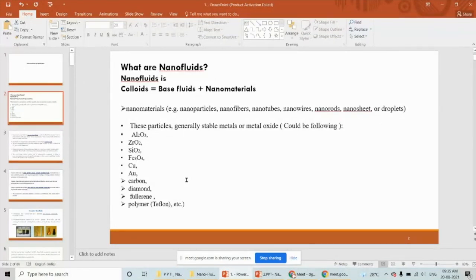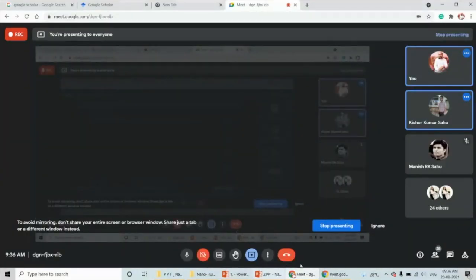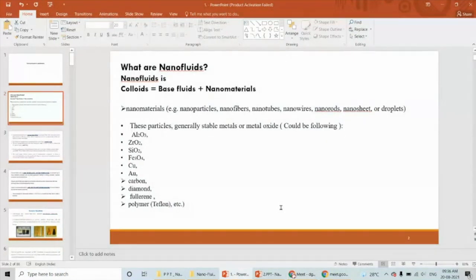Nanofluid is a colloid. It is an addition of base fluids plus nanomaterials. Nanofluids contain one base fluid plus some nanomaterials. The nanomaterials could be anything like nanoparticles, nanofibers, nanotubes, nanowires, nanorods, nanosheets or droplets. These particles are generally stable metal or metal oxide. So the nanoparticles could be anything, but we can categorize them mainly into metallic or non-metallic.